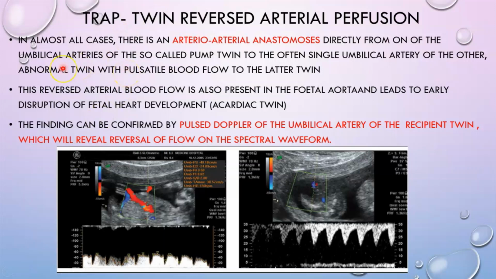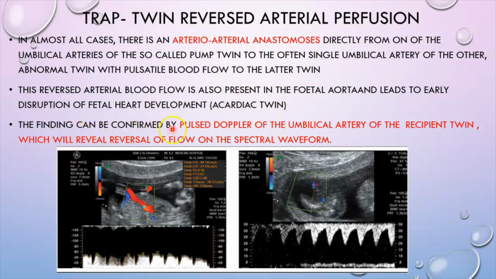Third is the TRAP sequence, or twin reversed arterial perfusion. In this, there is an arterio-arterial anastomosis directly from one of the umbilical arteries of the so-called pump twin to the often single umbilical artery of the other abnormal twin, with pulsatile blood flow to the latter twin. This reversed arterial blood flow is also present in the fetal aorta, which leads to early disruption of the fetal heart development, and consequently there is a formation of the acardiac twin.